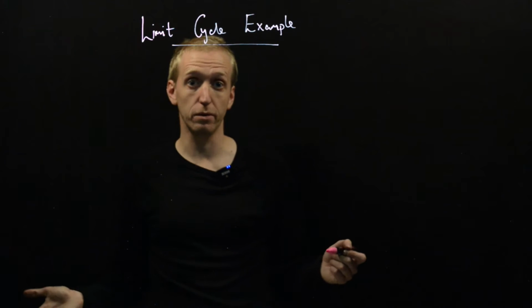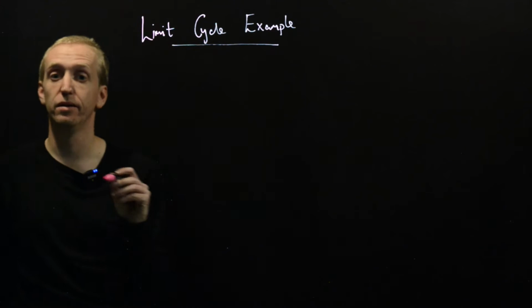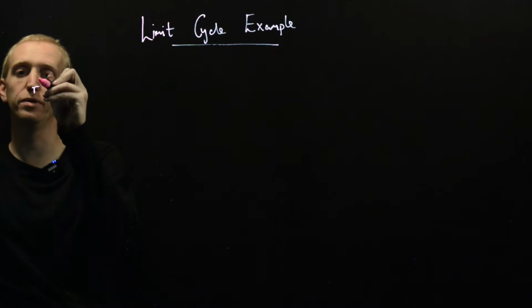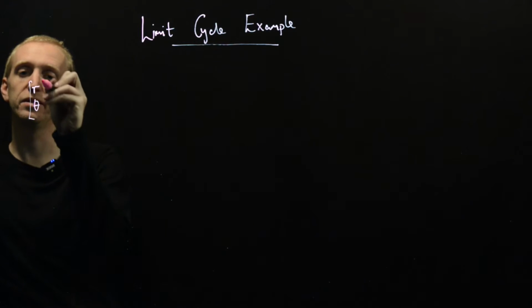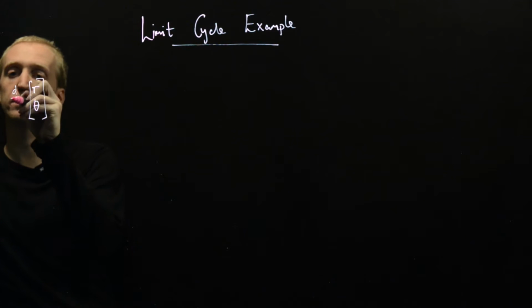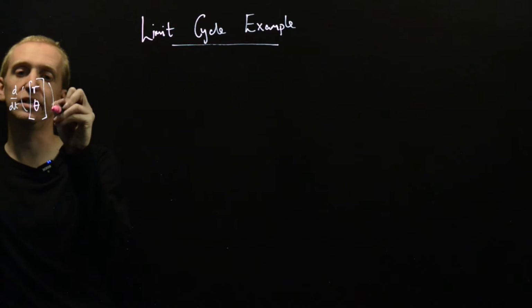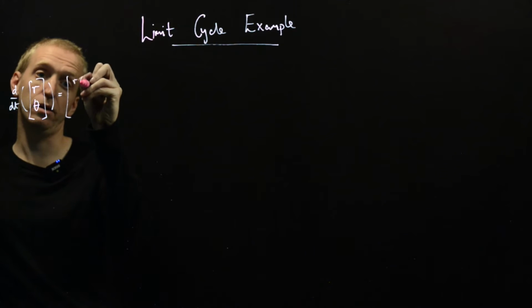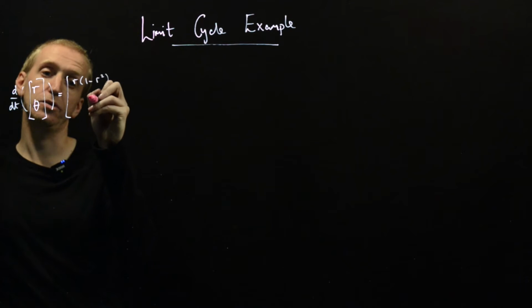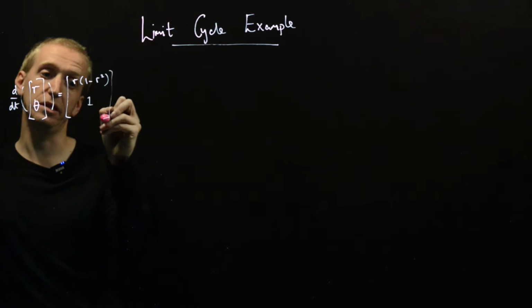So what's the problem we're going to look at? We're going to study our simple polar coordinate limit cycle problem, where we had a system expressed in polar coordinates. We had d by dt of r and theta, where r dot is r times (1 minus r squared), and theta dot is equal to 1.